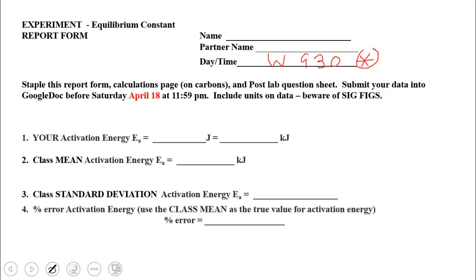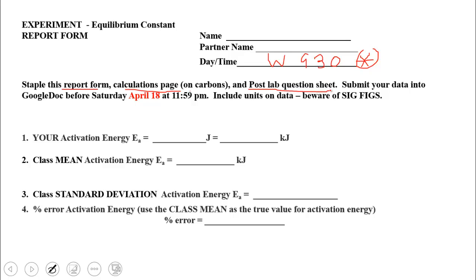Now, you'll notice here I want the report form, then followed by the calculations page, and those can just be carbons from your lab notebook. If you are using the carbons, though, please press firmly so that I am able to read the calculations. If I can't see the calculations, you'll have to write them on a separate sheet of paper, okay? Because, again, I need to be able to read those. And then, of course, your post-lab question sheet, which is also found in your lab on Canvas.